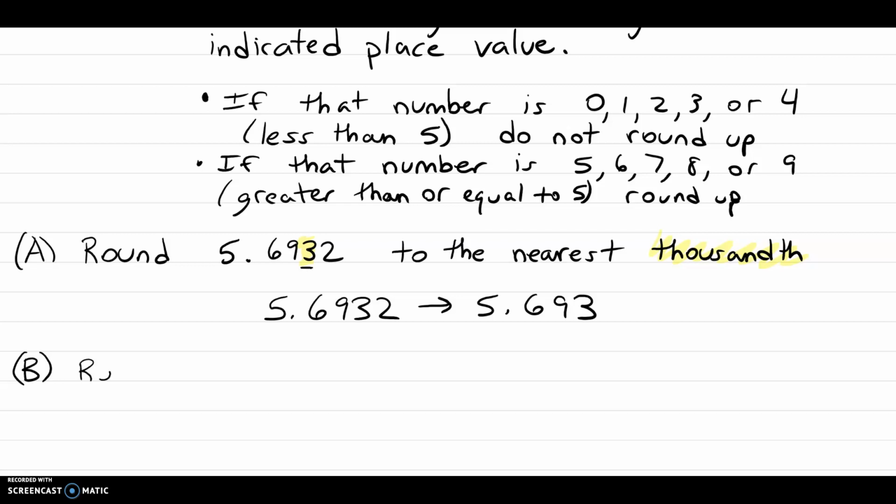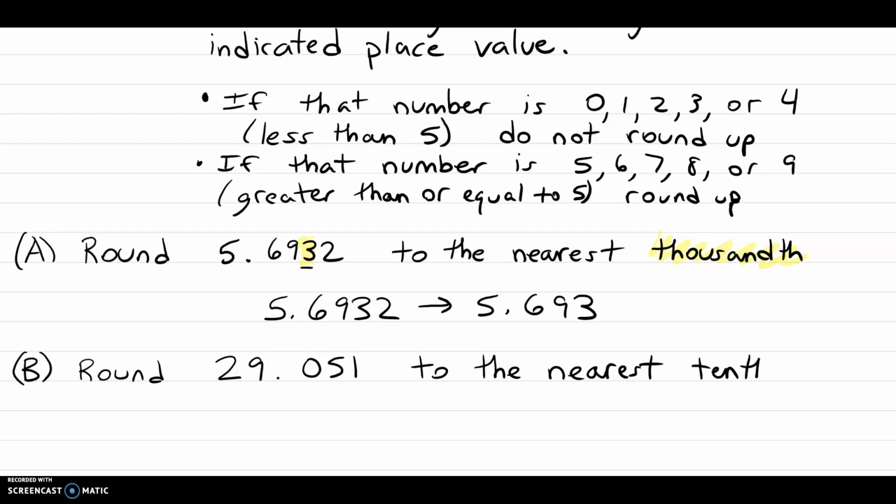We're going to round 29 and 51 thousandths to the nearest tenth. So again, you identify your place value that you're looking at changing. So that's in this spot, and the 0 is in that location. Next to the 0 is a 5, so that means we have a number that's greater than or equal to 5. So we're going to round our 0 up to the next value.